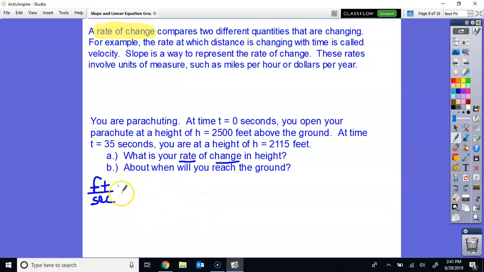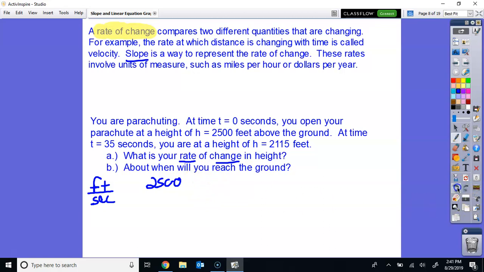Then you treat the rest of this just like the slope. The slope is a way to represent the rate of change. So what you can do is the same thing you did before. You can do y2, which is 2,500 feet, minus y1.